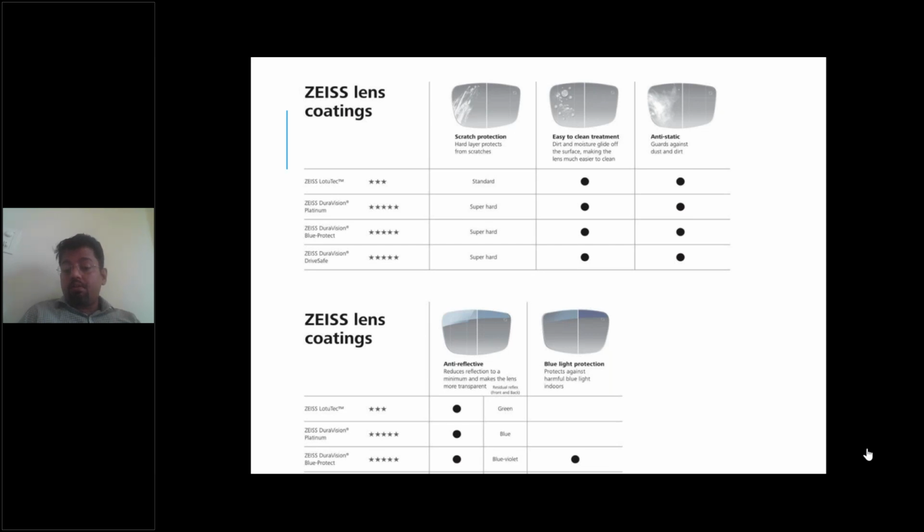Saraswati asks again, or do we have to use anti-fog spray? Oh, I have never heard about anti-fog spray, but anyway, most of the higher end lenses, higher end meaning those lenses which have anti-static and anti-smudge features, already have this moisture glide off the surface, so you don't have to use anti-fog spray if you are recommending high-end lenses to the patient, just like blue light protection, if you are advising that to the patient.